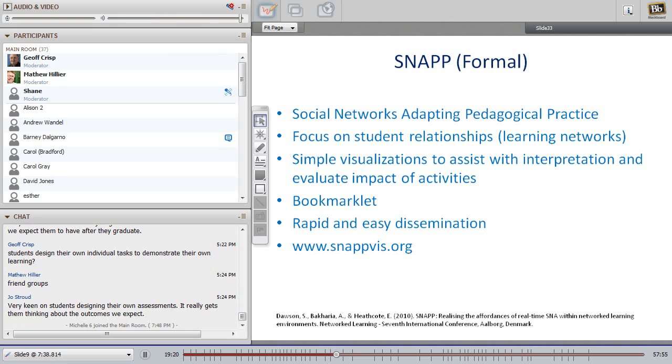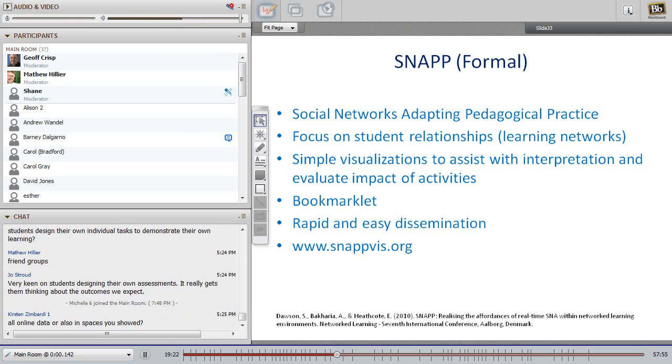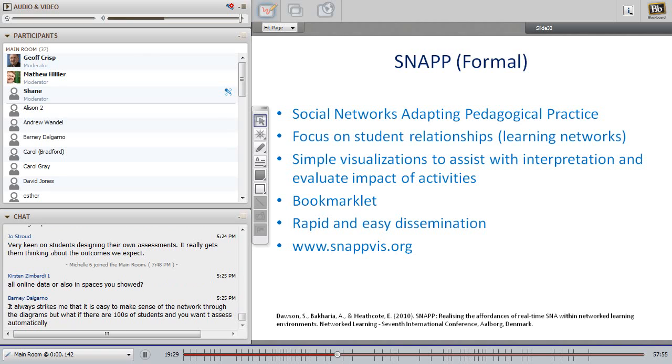Wonderful. I will assume that the articulation of social network analysis 101 here has been brilliant. Kirsten, all online data are also in spaces you showed. At the moment, they've just been made up, but what will come through will be online data and offline data, so in other spaces when we work with NAT, the Network Awareness Tool.